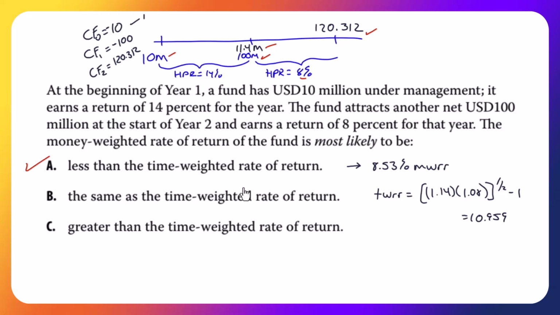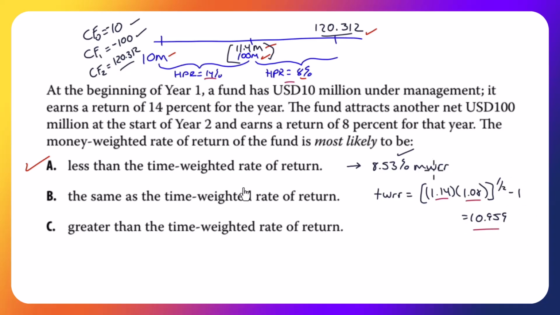Cash flow 0 is negative 10. Cash flow 1 is negative 100, but you can't get to the 120 unless you knew to add these two together, right? Cash flow 2 is 120.312. Compute your IRR. Your money-weighted rate of return is 8.53%. For your time-weighted rate of return, we know that we just chain multiply these and, since it's 2 years, take the second root. 1.14 times 1.08, take the second root, 10.959.